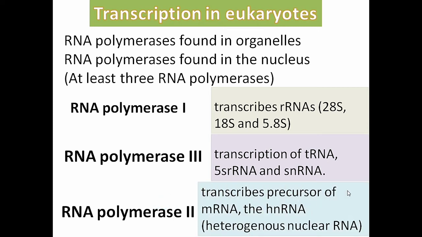It transcribes the precursor of mRNA. The precursor of mRNA is the hnRNA, heterogeneous nuclear RNA. It is called heterogeneous nuclear RNA because it has introns and exons along its length. Introns and exons are arranged in the newly formed mRNA, so it is called heterogeneous nuclear RNA. The three different kinds of RNA polymerases play three different roles. There is a division of labor among them. So the three are necessary for the transcription of RNAs in eukaryotes.